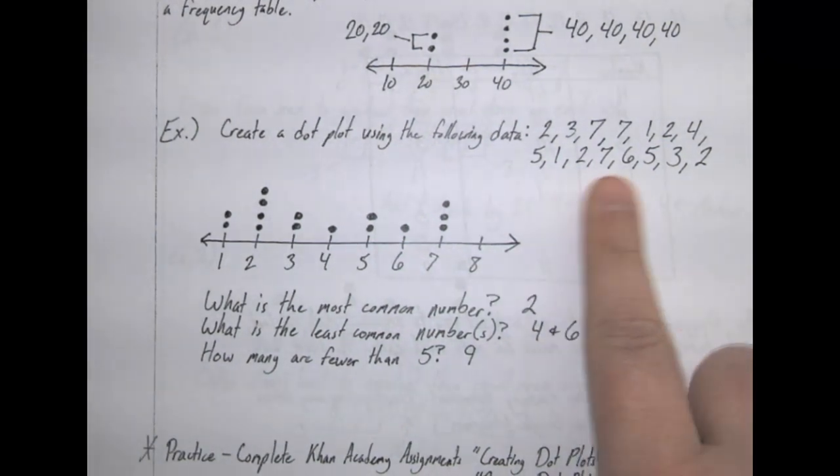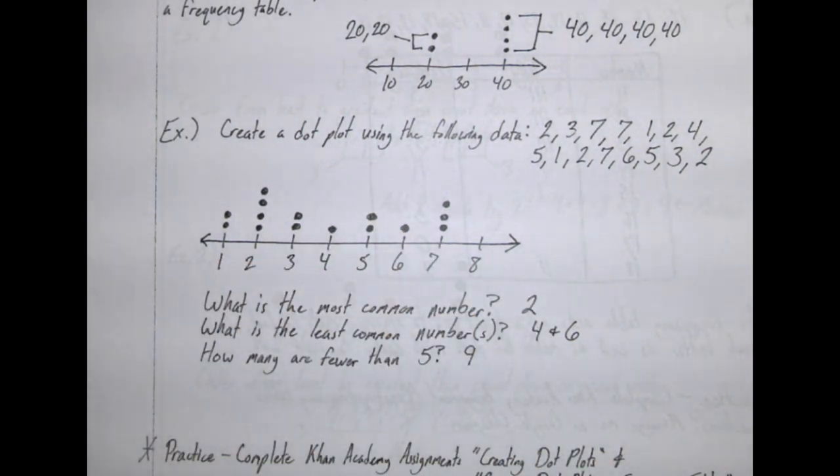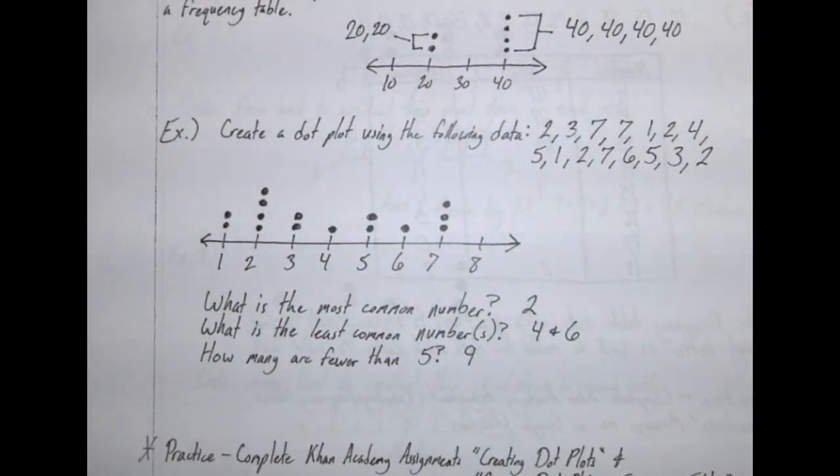What is the least common numbers or number? In this case, 4 and 6. Now we're not going to include 8 in there because 8 didn't even exist in the data set up here. 8 is on the number line, but that's just because of our intervals. That has no significance on the actual data set we had. So we're only going based off of which pieces of data have a certain amount of dots. Anything without dots, we don't include. So in this case, least common numbers are 4 and 6 because they both have 1 dot each.